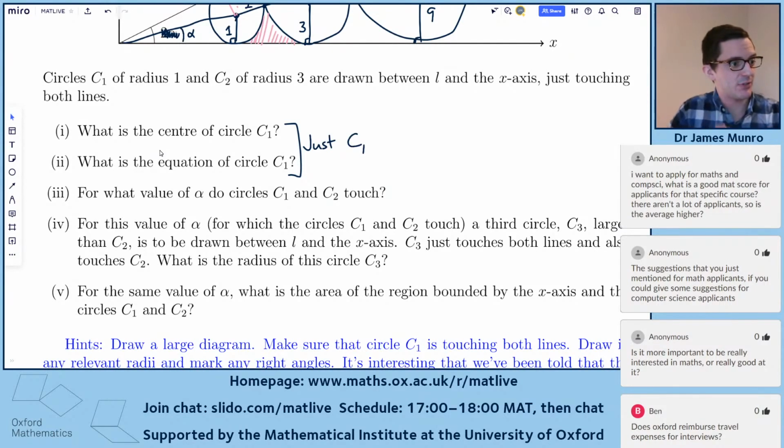I was applying for maths and computer science. What's a good maths score for applicants? You can find stats for maths and computer science on the computer science website. They publish stats for maths scores of previous applicants on there. There are lots of applicants for maths and computer science.